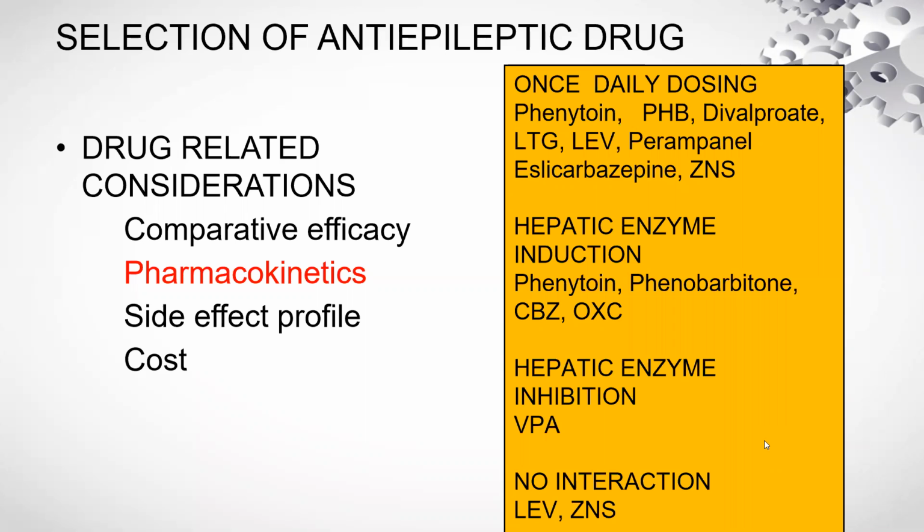The drugs which can be used as once daily dosing include extended release phenytoin, extended release divalproate, extended release lamotrigine, and levetiracetam. Also, carbamazepine has a longer half-life, so it can be used as a single daily dose. Phenobarbital, perampanel, and zonisamide have pretty long half-lives, to the tune of around 100 hours, so they can obviously be used as a single daily dose.